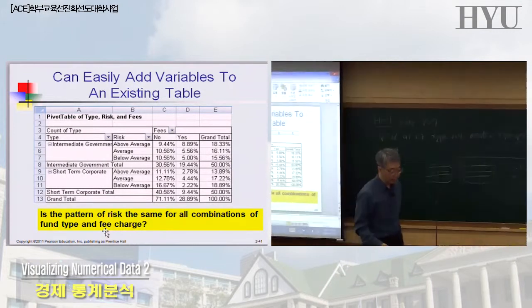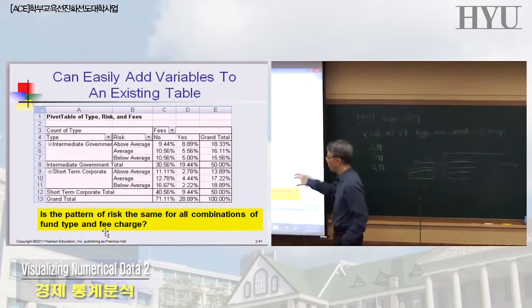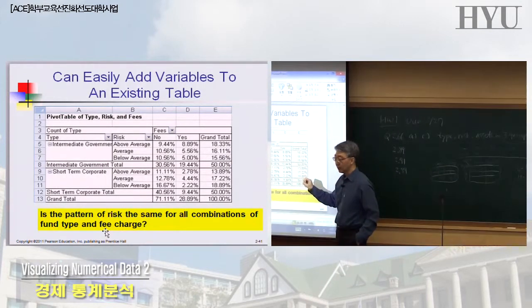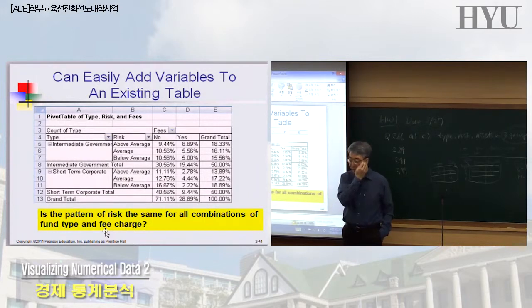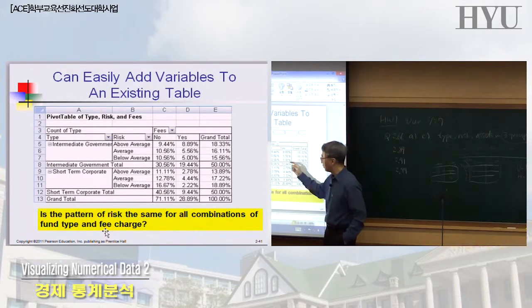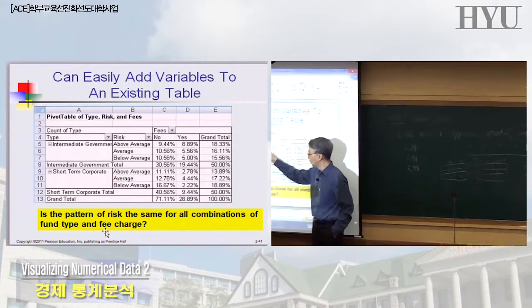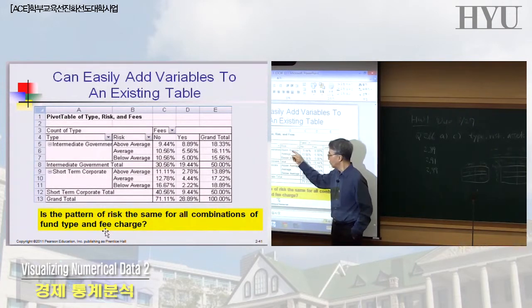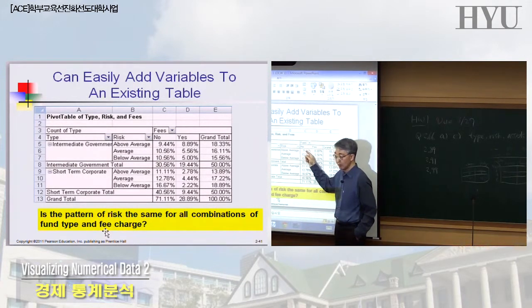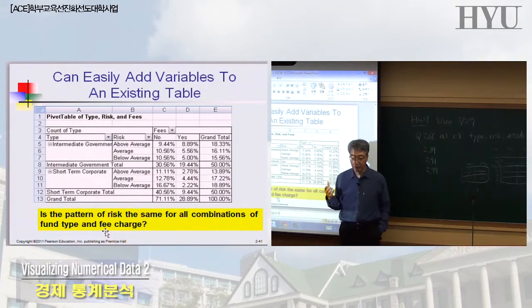But here, you can use an entirely different variable, right? So the question I'm asking here is this. Suppose you want to know the average asset size of those funds that belong to this cell, right? In other words, this is the cell for intermediate government funds with above average risk that do not charge fees. And instead of count, you want to know what is their average asset size.